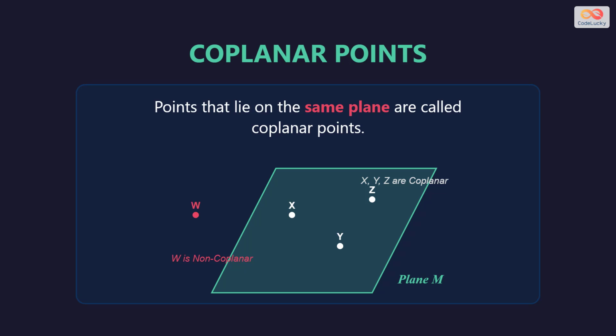Similarly, we have a term for points on a plane. Points that lie on the same flat surface or plane are called coplanar points. Here, points X, Y, and Z are all sitting on plane M, making them coplanar. Point W is outside the plane, so it is non-coplanar.